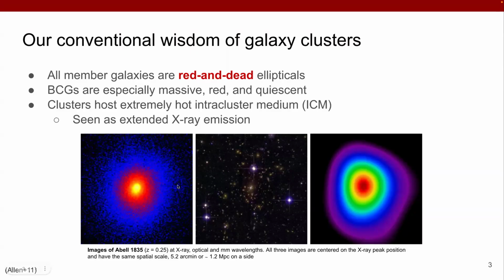Okay, so here is the X-ray image of a galaxy cluster called Abell 1835 at redshift 0.25. The image on the left-hand side is the image in the X-ray. You can see the yellow color here is where it's peakiest, or the hottest, or has the most density. And then on the right-hand side is called the SZ effect, or Sunyaev-Zeldovich effect, using the CMB.